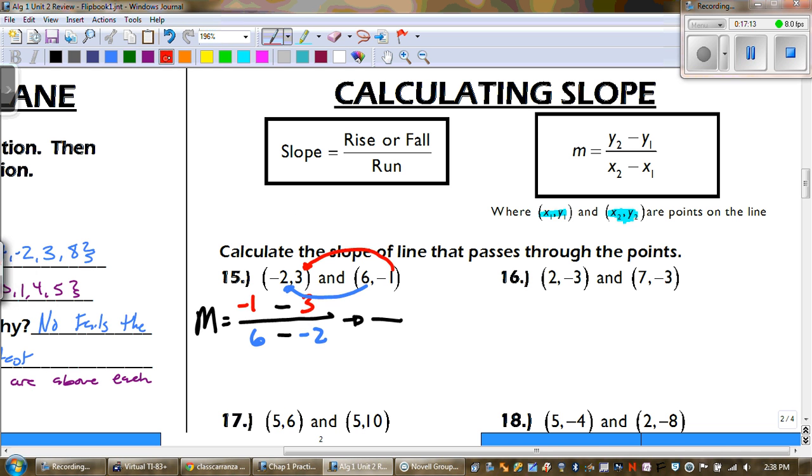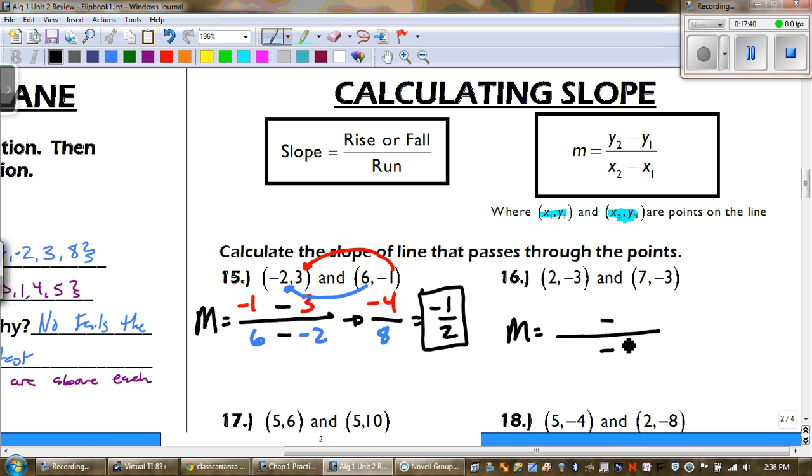On the top, -1 minus 3 is -4. 6 minus -2 is actually +8. And the last step we would need to do is to reduce that. We would reduce it by dividing both sides by 4. Okay? I'll do one more together with you guys.